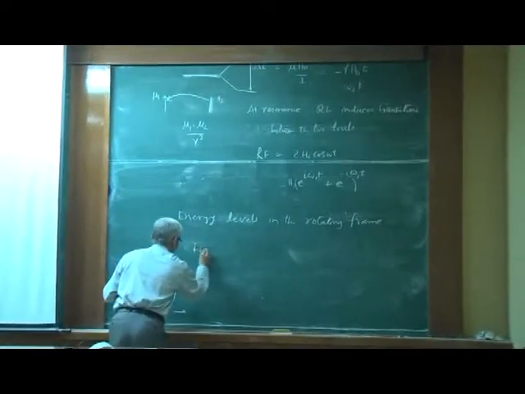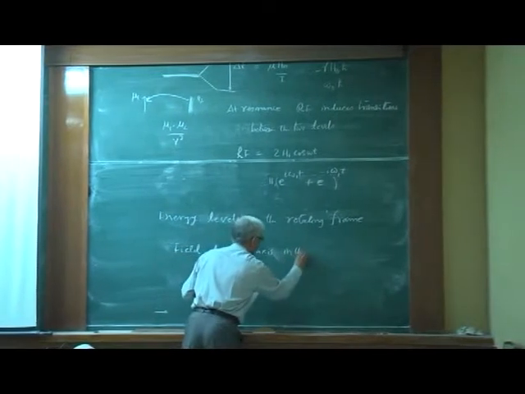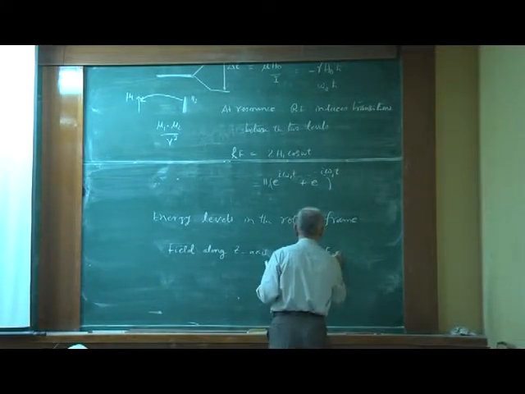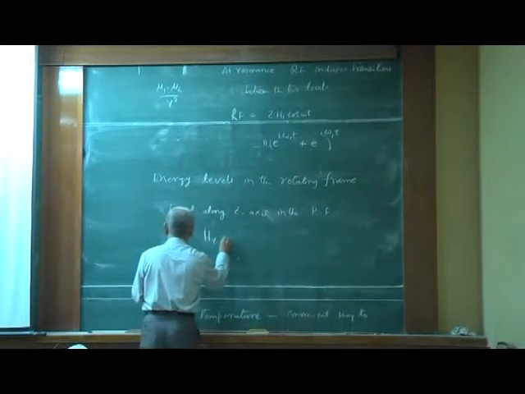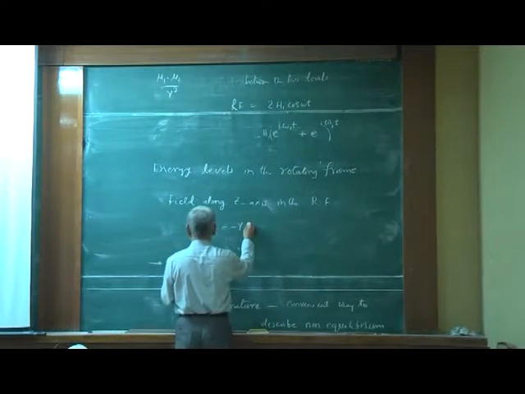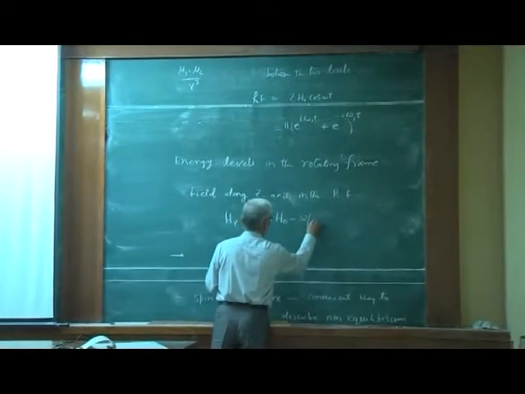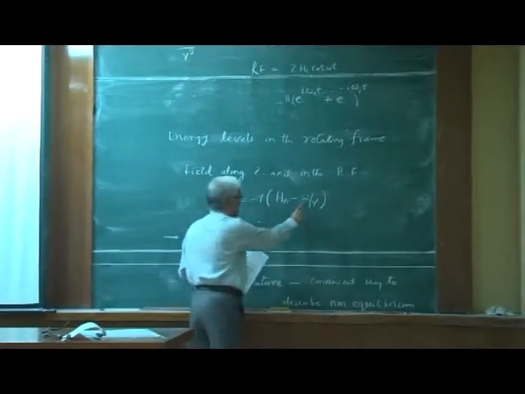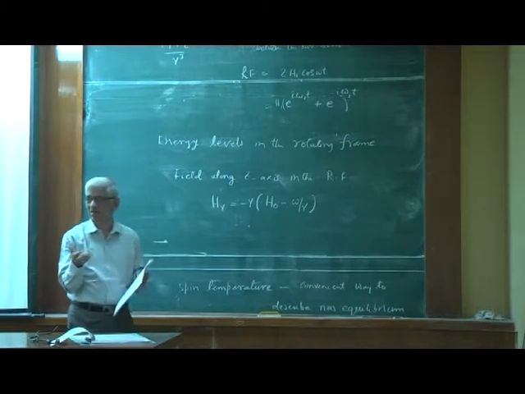First of all, the field along the z-axis in the rotating frame is equal to, let's write it as, HR, this is equal to minus gamma H naught minus omega by gamma. This one is omega naught, okay, and this is omega. So converting from omega naught minus omega, I am converting that into the field.